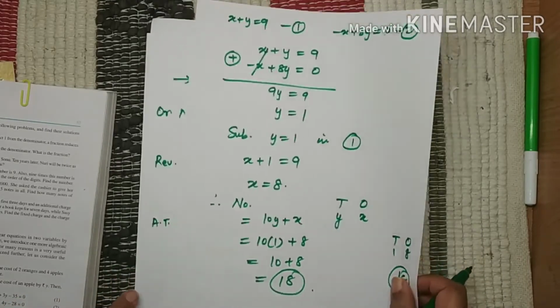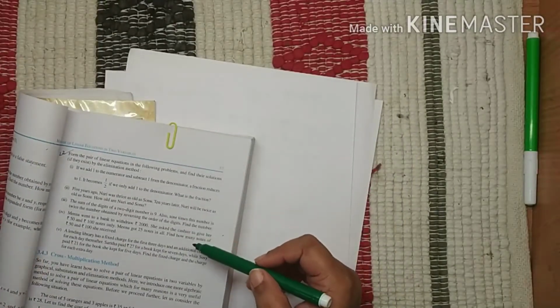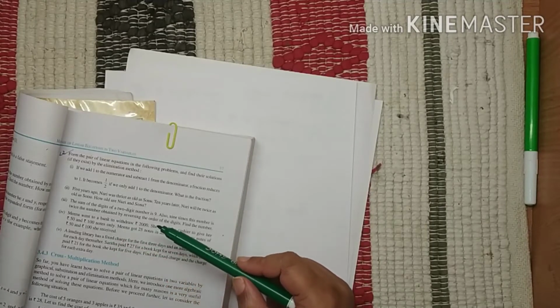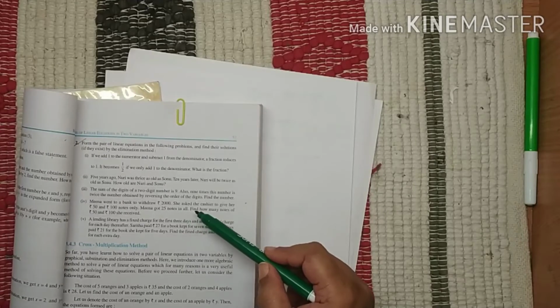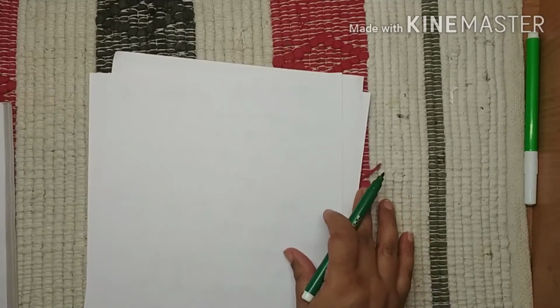Next question. Meena went to a bank and withdrew rupees 2000. She asked the cashier to give her 50 rupee and 100 rupee notes only. Meena got 25 notes in all. How many notes of rupees 50 and rupees 100 did she receive?